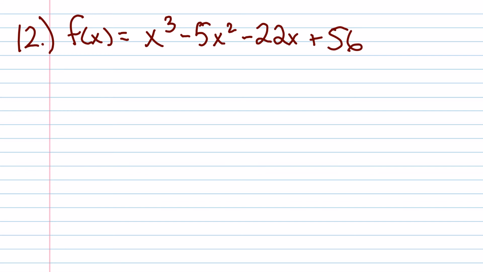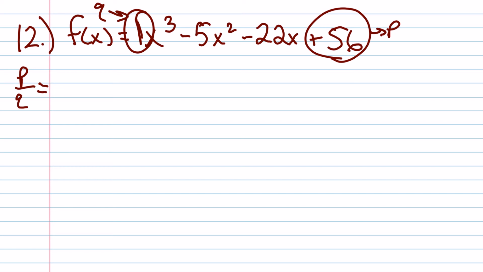Alright, 12. Once again, we're going to find p and q. There's my p. There's no number there, so that makes my q 1. And that means my p over q is just all the factors of 56. So 1 and 56, 2 and 28, 4 and 14, and then 7 and 8. Right? So remember, the only way to get 1 is 1 and 1. Everything's going to be over 1, or everything's just going to be just the p.